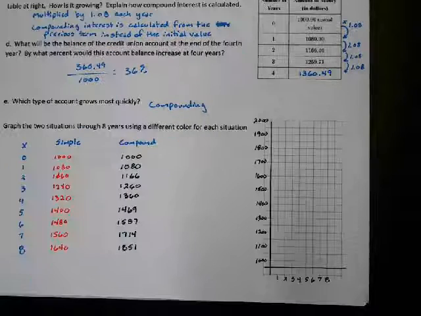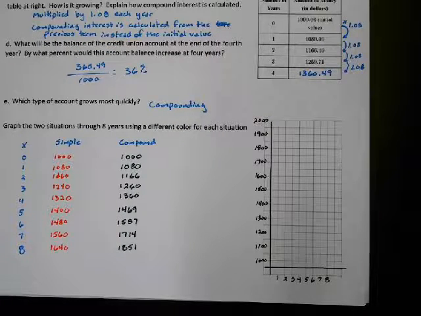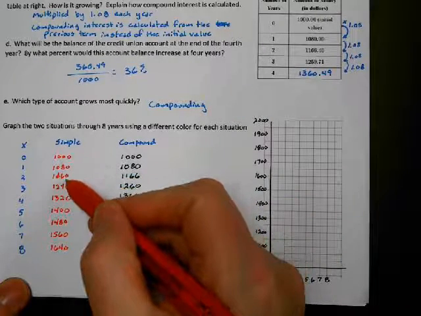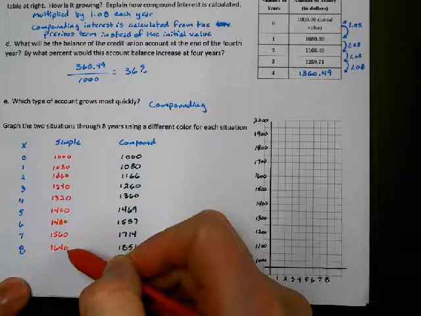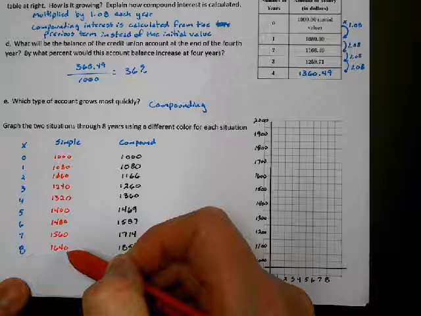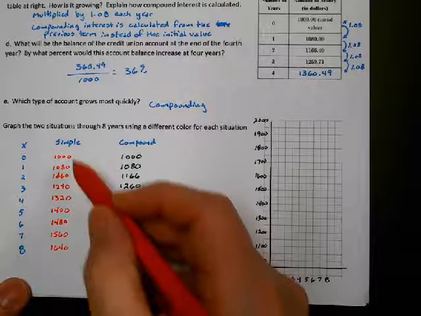All right, so we've got all of our data for simple interest. And again, it's just adding 80 each time. So after 8 years, simple interest will have $1,640 because we're just going to add $80 each year.